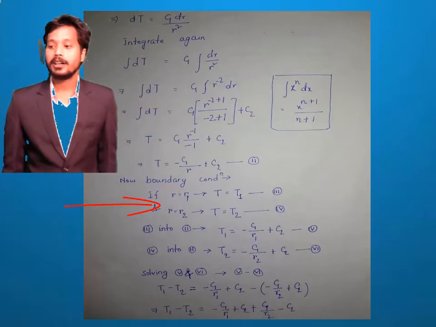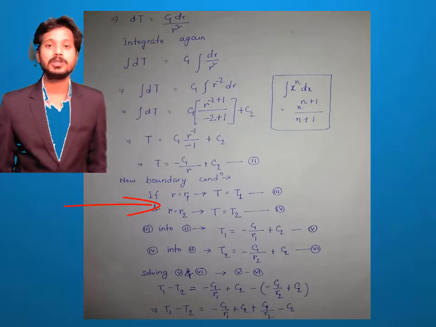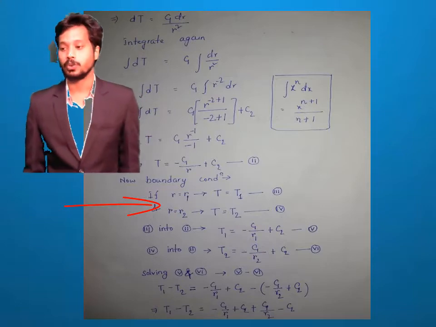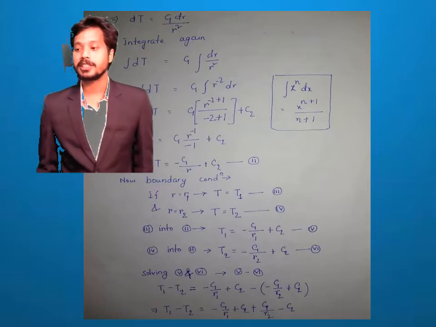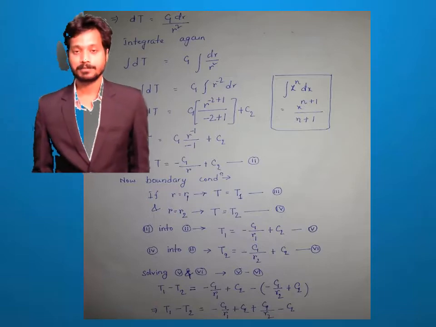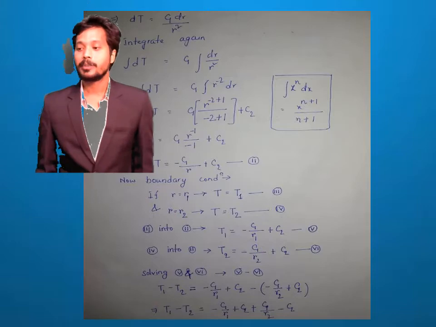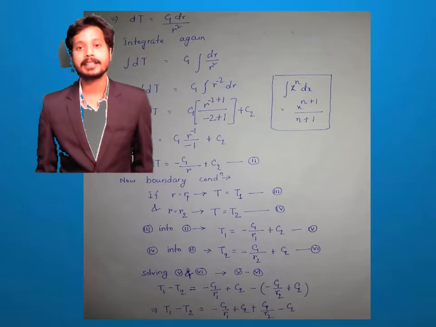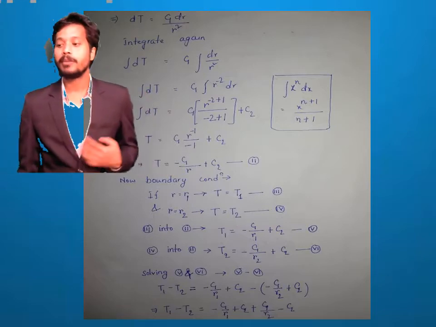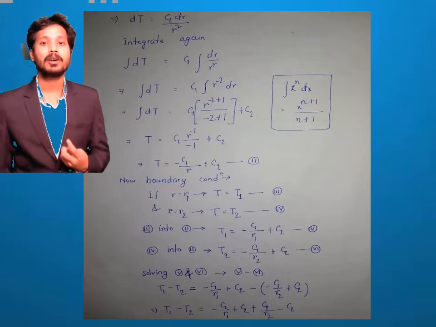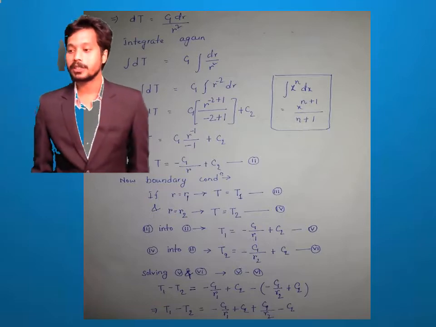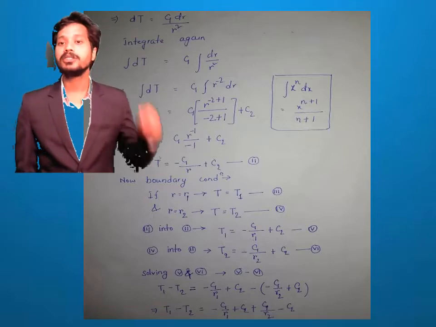Now you can see that if R equals R1 then T equals T1. Again, in the second case, if R is R2 then the temperature becomes T2. So if we put the first boundary condition in equation 2, we get T1 equals minus C1 divided by, in place of R we put R1, plus C2. And the second time, if we put the second boundary condition in equation 2, we get T2 equals minus C1 by, in place of R we put R2, plus C2. Now we can solve equations 5 and 6. So how do we solve this?